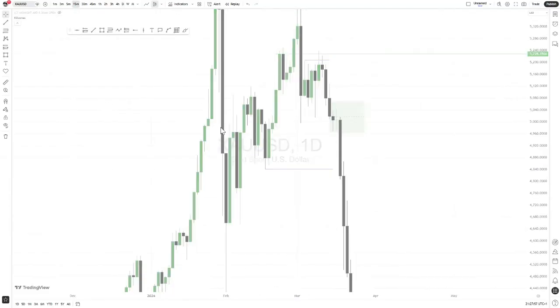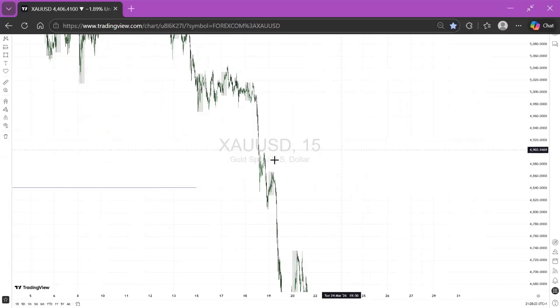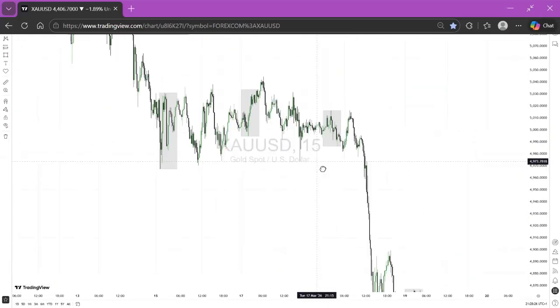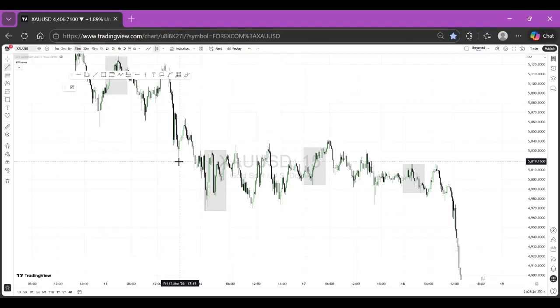So if you go on the 15-minute time frame, what can you see? Why is my internet taking so much time to load? On the 15 minute time frame, you can actually see a breakdown of this structure.